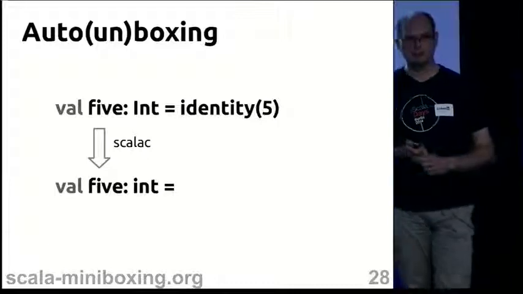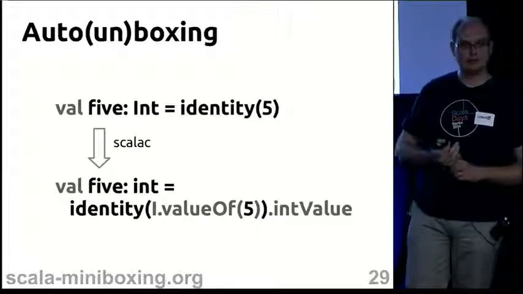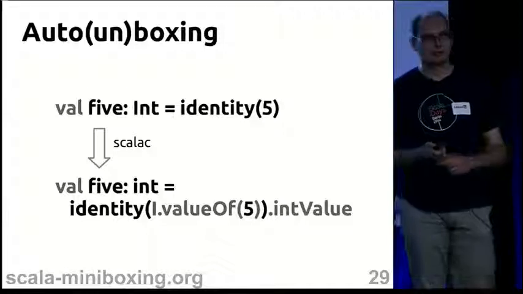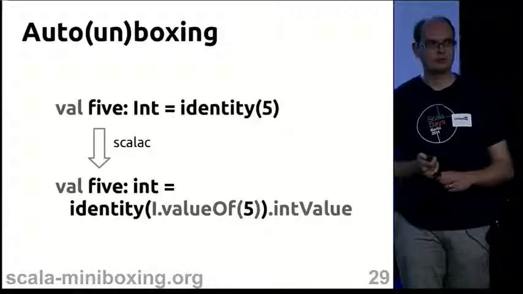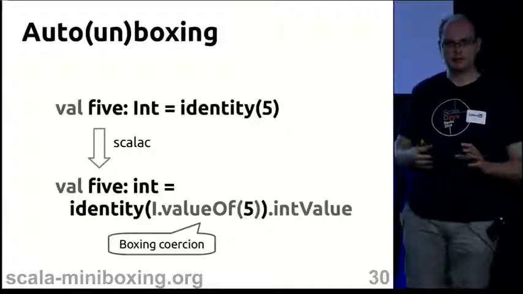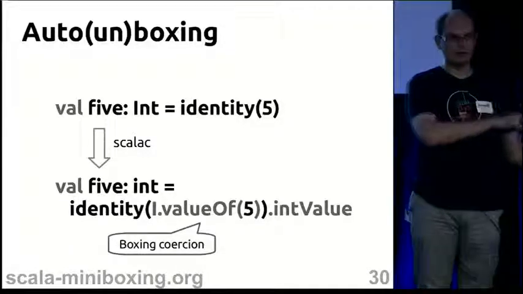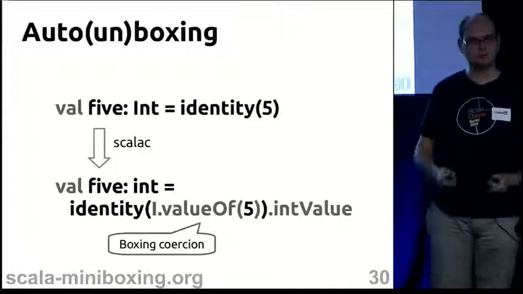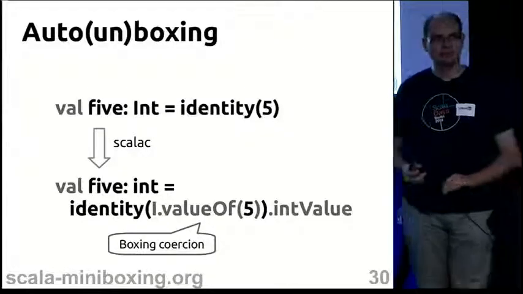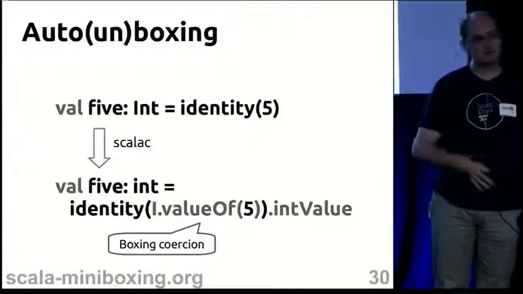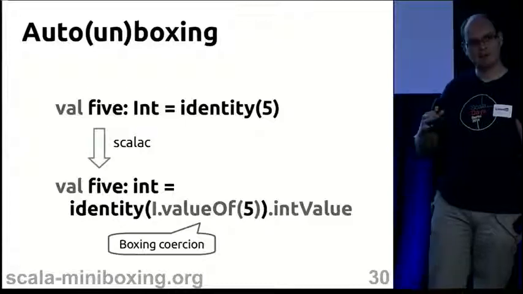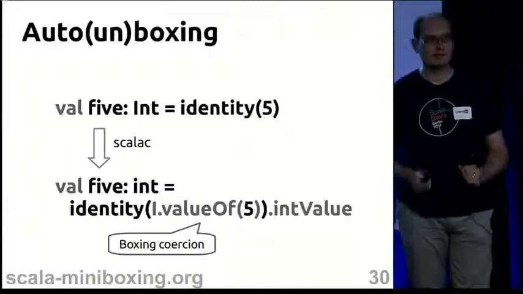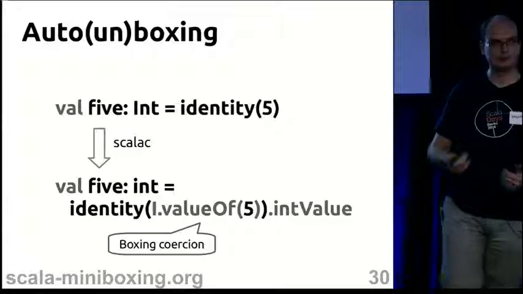Again, it will try to unbox 5, but the call will get boxed because identity is generic and does not have a version that will work with unboxed values. But it does this boxing coercion, so basically transforming from one representation, the unboxed representation, to the boxed one, automatically. You don't have to think about it. It just does it. It's very good for some people. It's annoying other people because somehow the compiler introduces boxing operations in their code. But it's a trade-off. It makes things simple from a programmer's perspective.